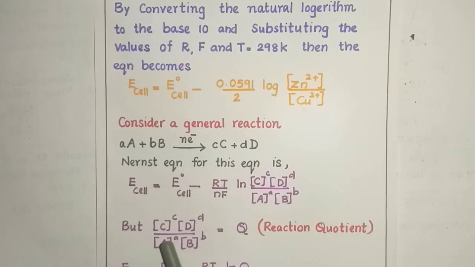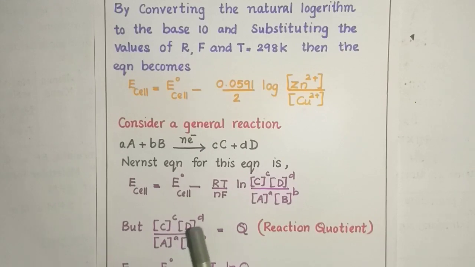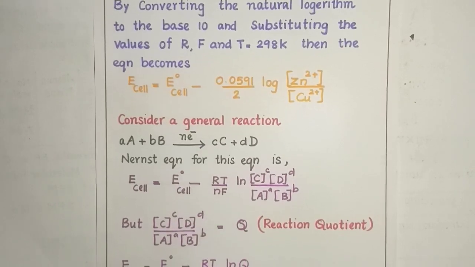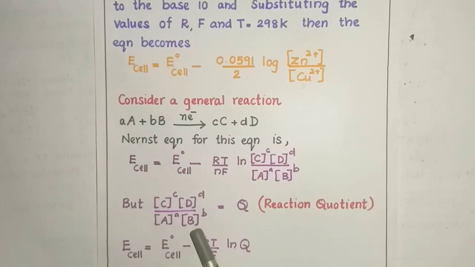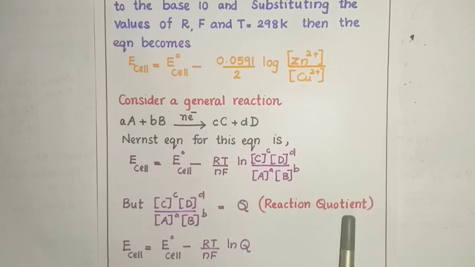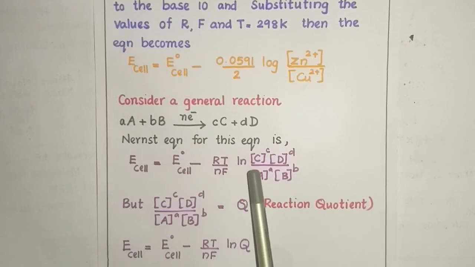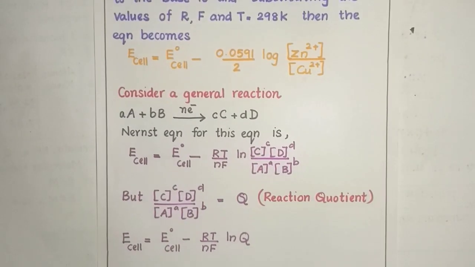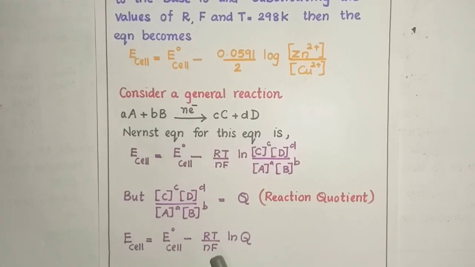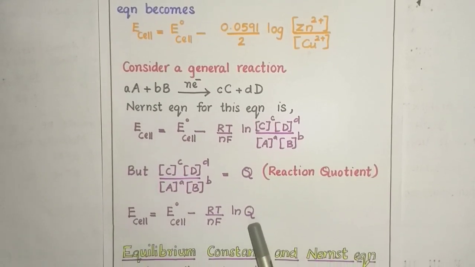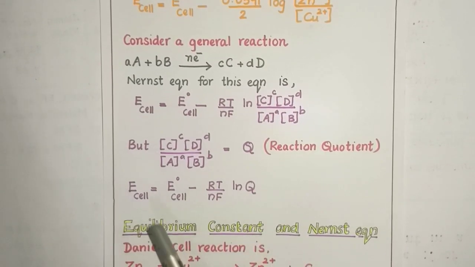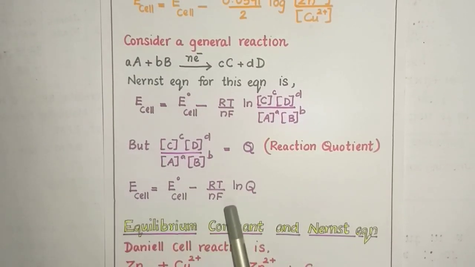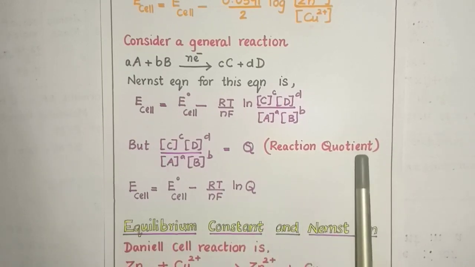But concentration of C to the power c into D to the power d divided by concentration of A to the power a into B to the power b is equal to Q, which is known as reaction quotient. You studied this in the previous year. Then substitute the value in the above equation. Then we get E cell is equal to E0 cell minus RT by nF ln Q, where Q is the reaction quotient.